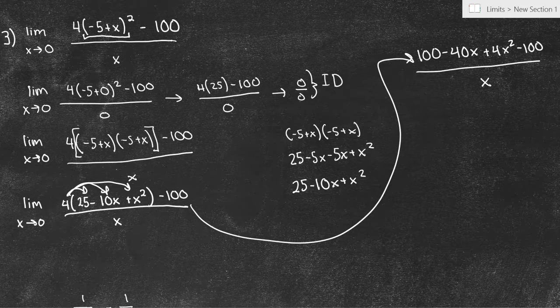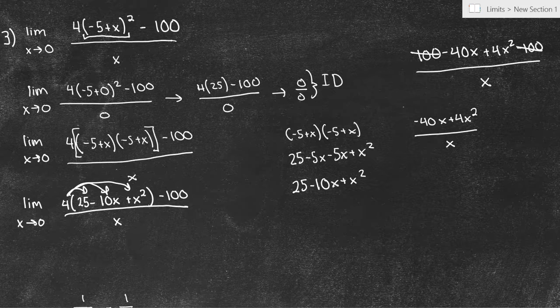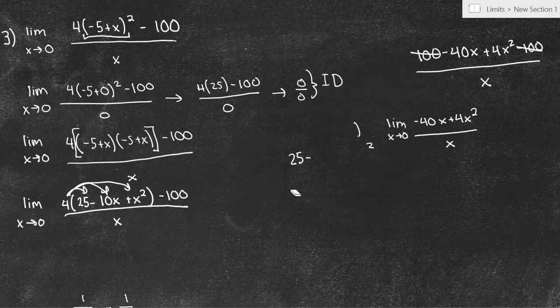But what I see now is that we've got 100 minus 100. That can cancel. So we're left with negative 40x plus 4x squared divided by x. And this is still the limit as x approaches 0. Okay, and now it looks like we can factor something out, because in the end we want to cancel something. If we plugged in 0 right now, we'd still be left with 0 over 0, indeterminate form. So now that we're at this point, let's go through our steps again. We just tried substitution, we got 0 over 0. So our next step is factor. Let me erase this, give myself some real estate.